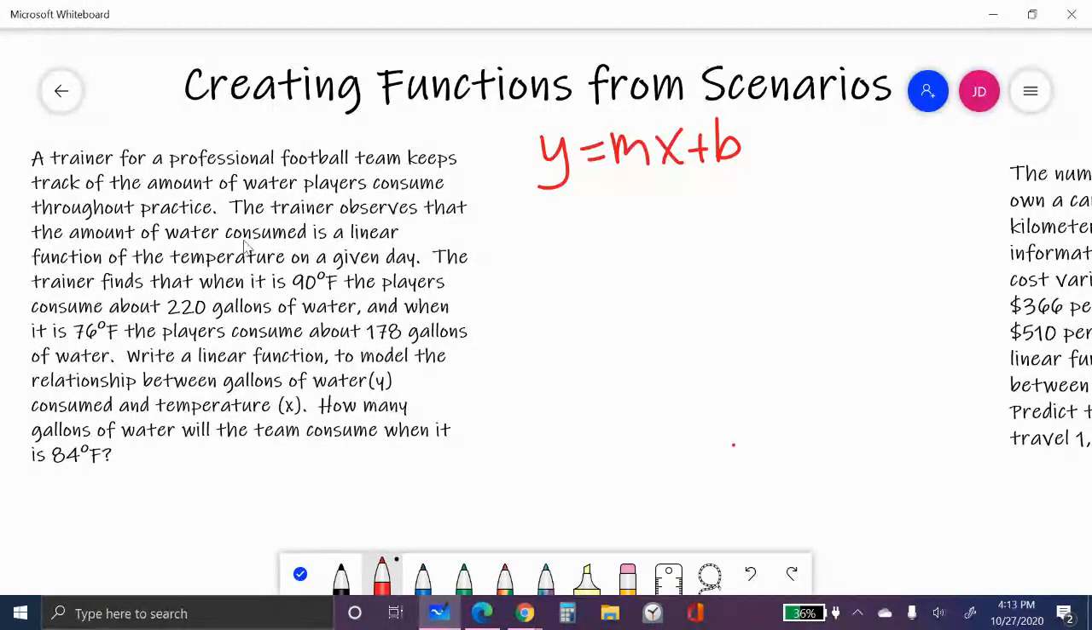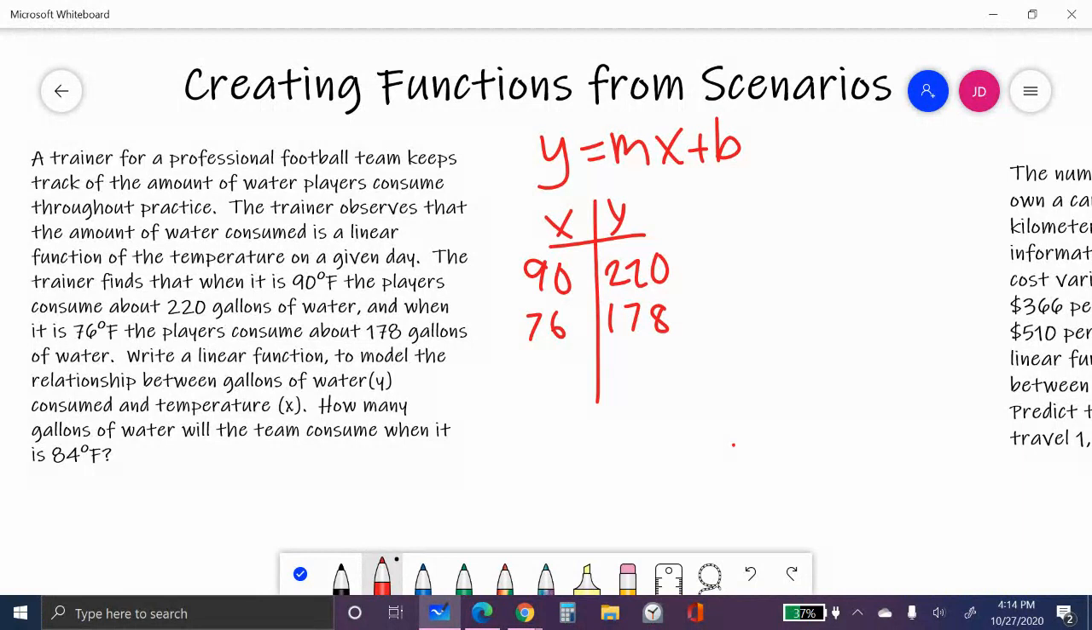So with this one, we have to create a table because we're comparing the degrees as well as the gallons of water. So we're going to make our table where we know the X value is the gallons of water. Oh no, that's the Y value. The Y value is the gallons of water, and the temperature is X. So it's important, again, you read and understand which is X, which is Y. So on 90 degrees, they consume 220. At 76 degrees, they consumed 178.